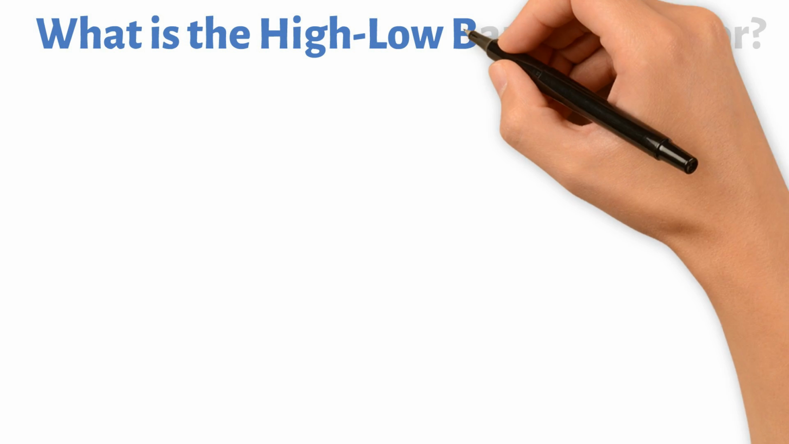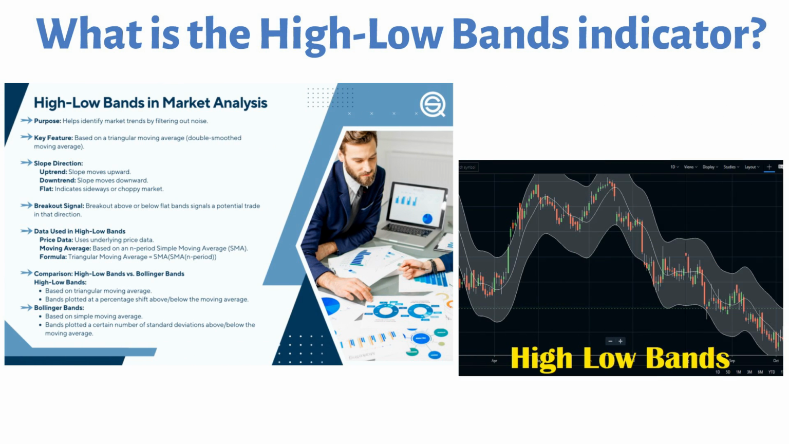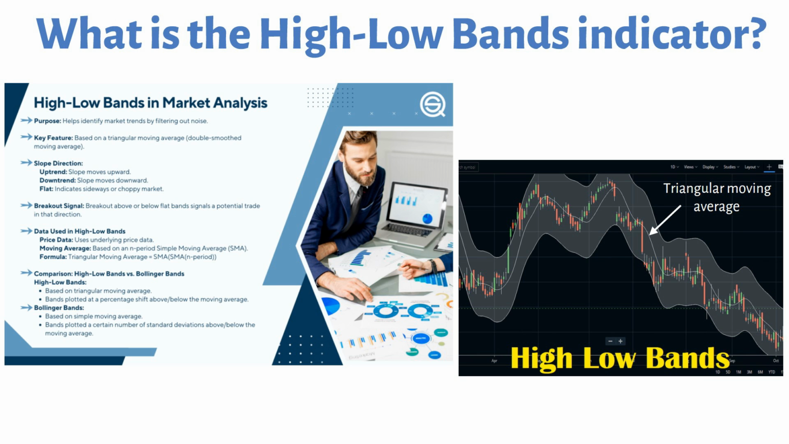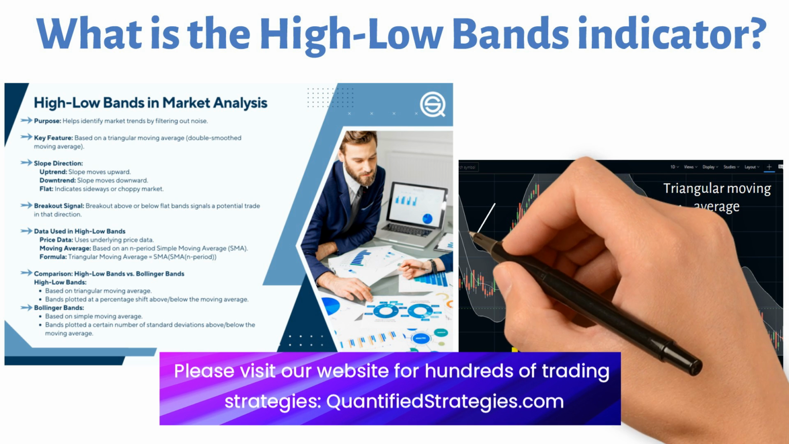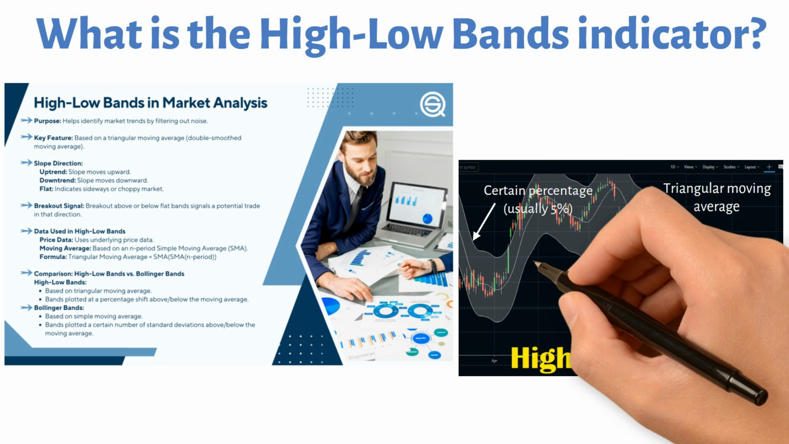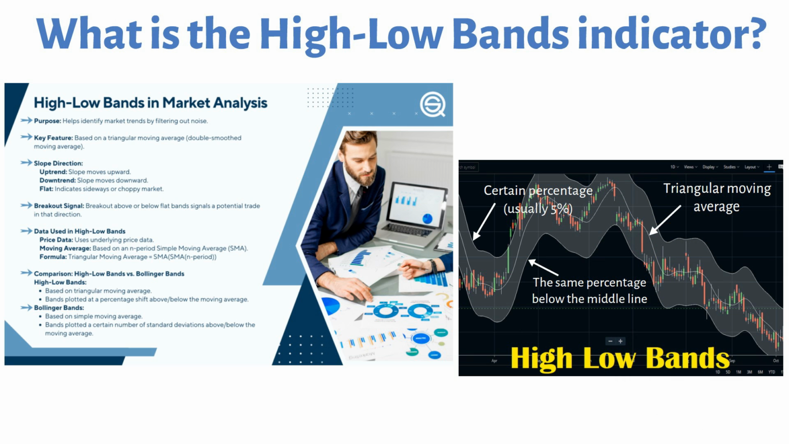What is the high-low bands indicator? The high-low bands indicator is a technical indicator that consists of 3 lines. The middle one is a triangular moving average, which is a double-smoothed, simple moving average of the price. The upper line is plotted at a certain percentage, usually 5%, above the middle line, while the lower line is plotted at the same percentage below the middle line.